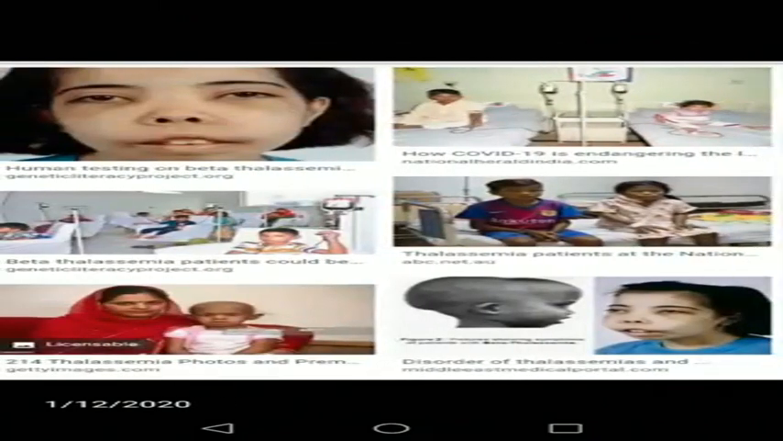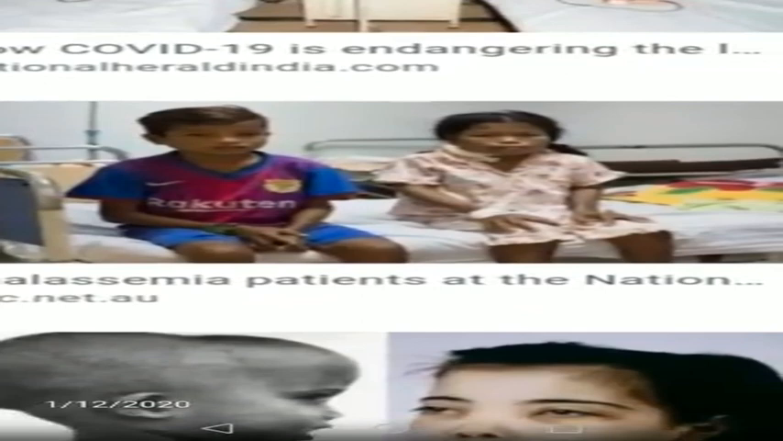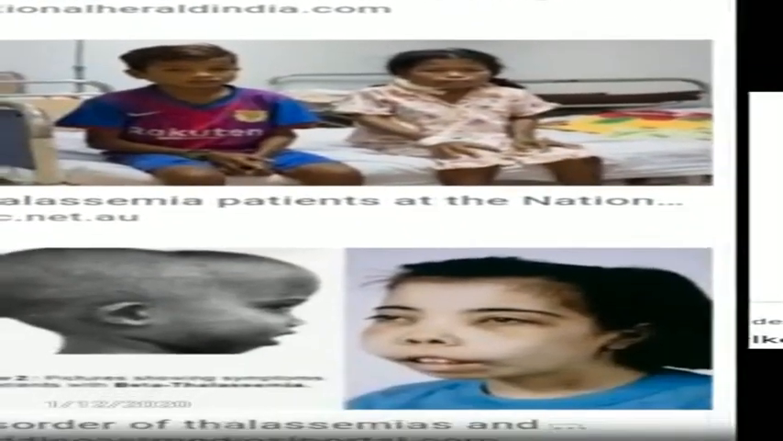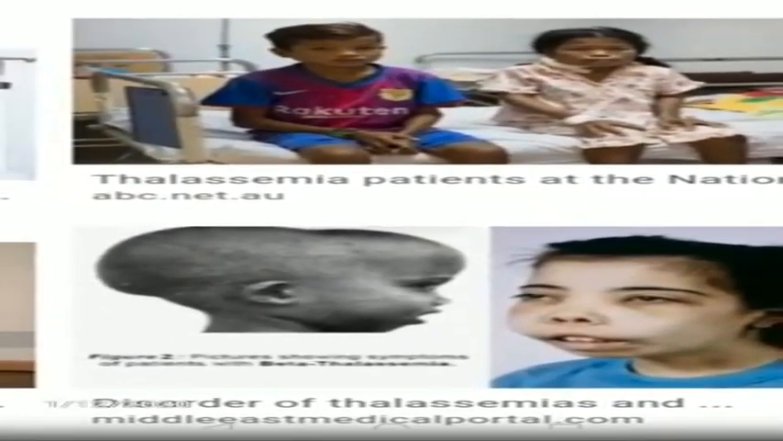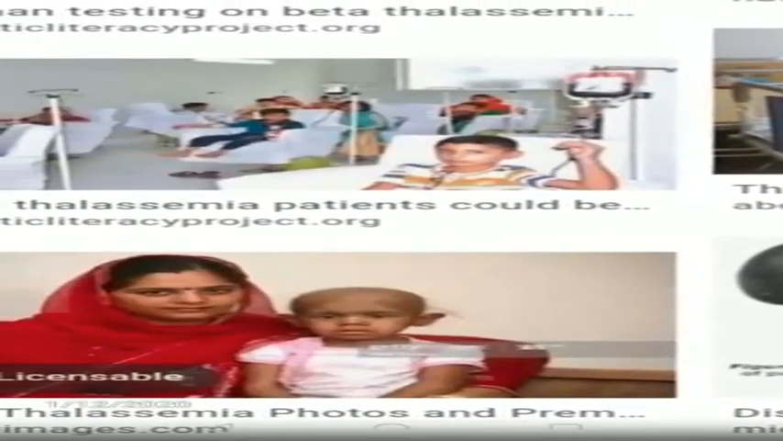I'll show you the thalassemia-infected persons here. Can you all see this child? This lady is affected, and here also they are affected by thalassemia. These are the children affected by thalassemia. The next disease we will see is phenylketonuria. Here these are the children affected by phenylketonuria.